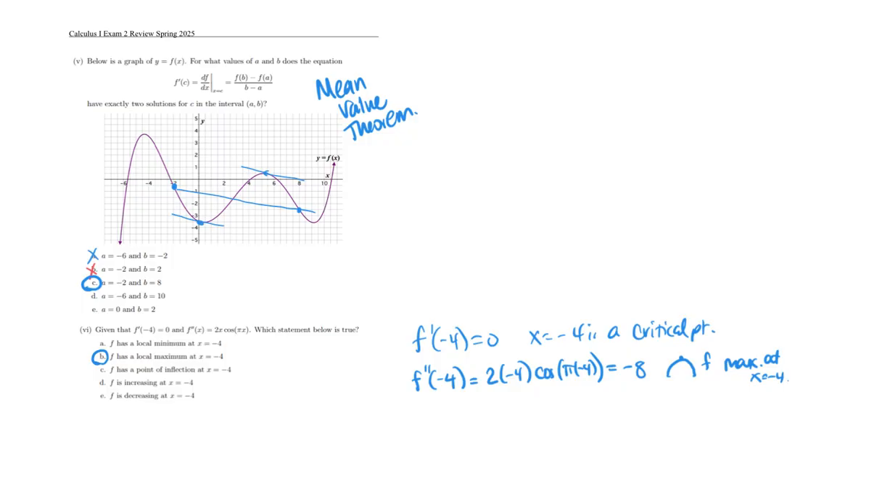Yeah, so that's from the second derivative test. The second derivative tells us about concavity, and if we know that the function is concave up or down, we can tell if it's a max or a min.